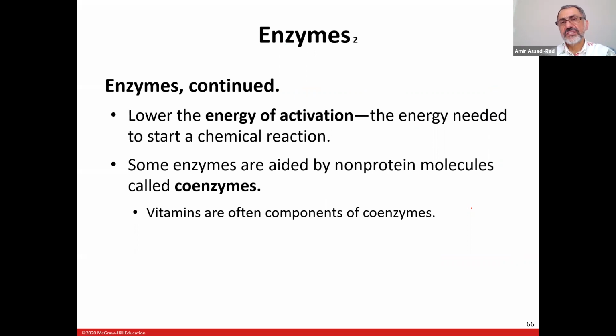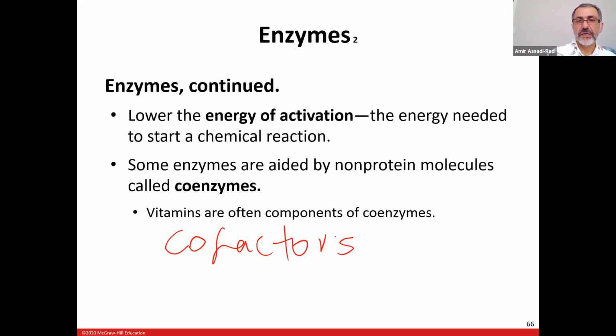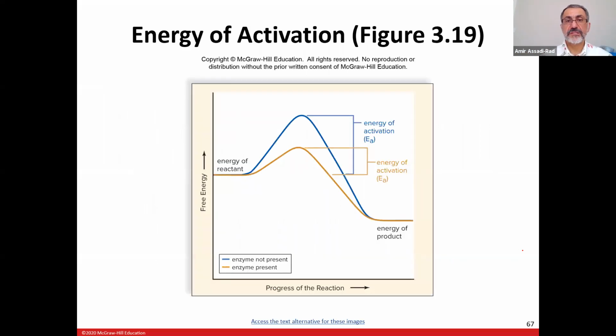Lowers the activation energy. It means if you have an enzyme, you do not need so much energy to separate molecules or combine them together. That's pretty much what it means. Coenzymes are sometimes vitamins and cofactors. They did not mention it here. It could be minerals, cofactors. They are minerals, like calcium, that help enzymes to perform their functions.